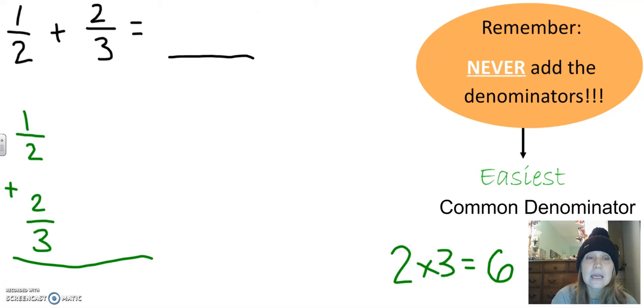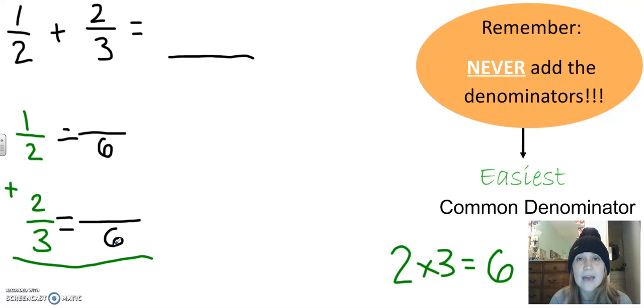I'm going to be creating equivalent fractions whose denominator equals 6. So up here, I'm going to turn 1/2 into a fraction with a denominator of 6, and I'm going to turn 2/3 into an equivalent fraction with a denominator of 6, because I can only add fractions once the denominators are the same. Now, do you remember how to change fractions into equivalent fractions? That's right, we just multiply our numerator and our denominator.